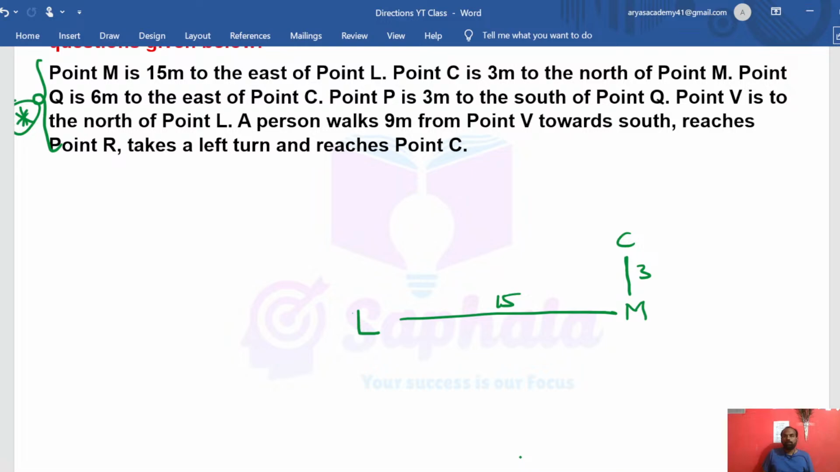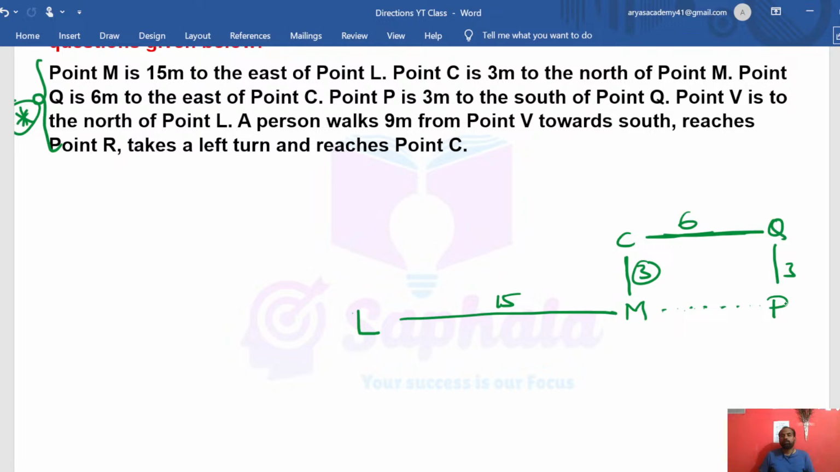Then point Q is 6 meters east of point C. So from C again I have to move east. How much? 6 meters, and then I'll get Q. Then point P is 3 meters south of point Q. So this is 3. So if you draw another line of 3, then these 2 points will be in a straight line. That is point P. Point P is 3 meters south of point Q.